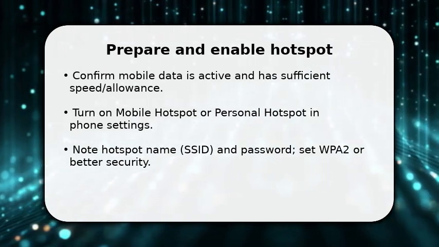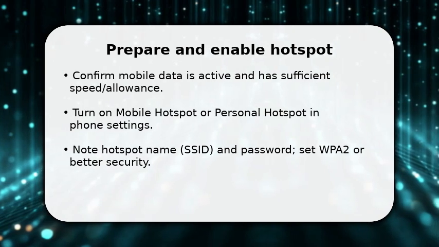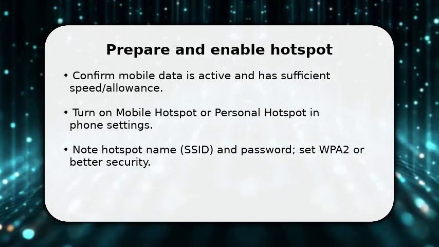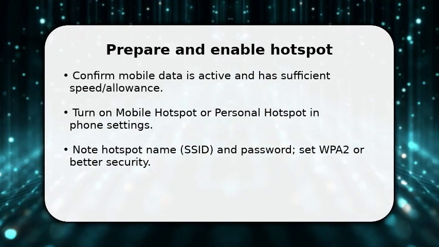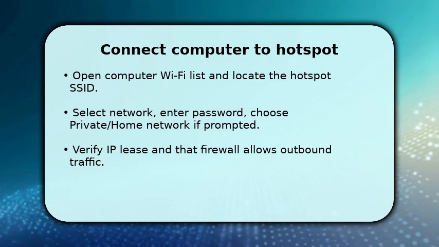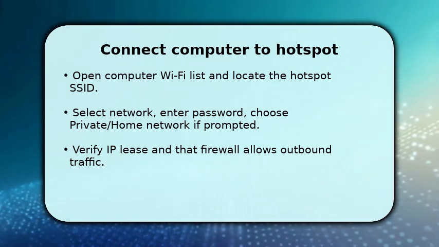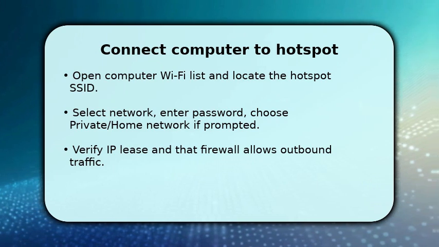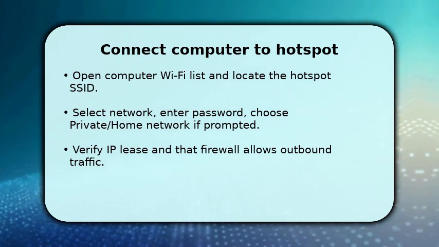Once done, check signal strength and data plan limits because connecting multiple devices can consume bandwidth quickly. On your computer, open the Wi-Fi menu and find the hotspot SSID you just created. Click Connect and enter the password exactly as shown on the phone.